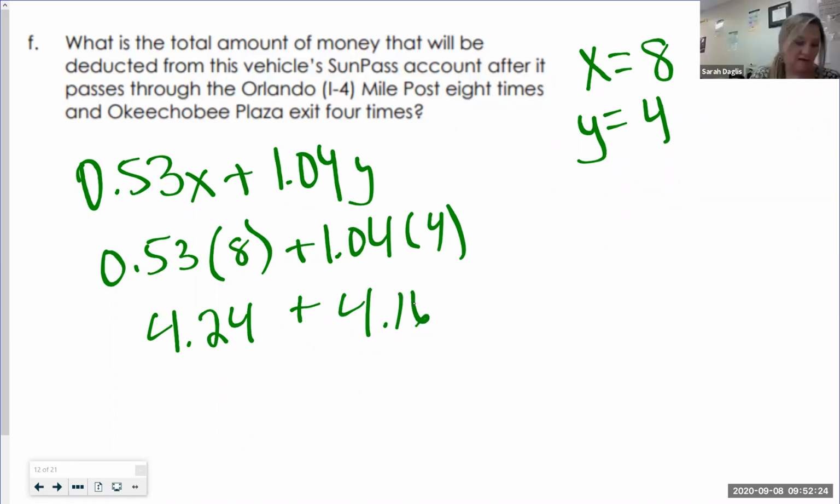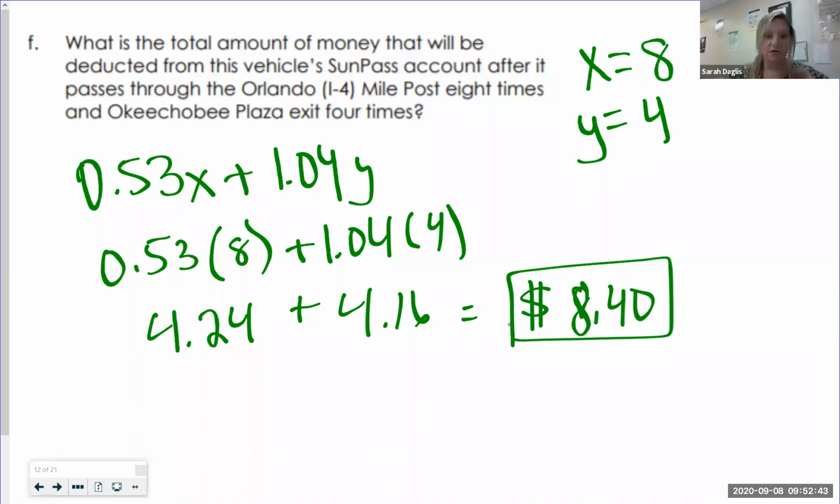Now I'm going to add them together. And when I do, I get a total amount of combined money. It's going to be $8.40. So if I drive through Orlando, there will be a total of $8.40 taken out of my SunPass account.